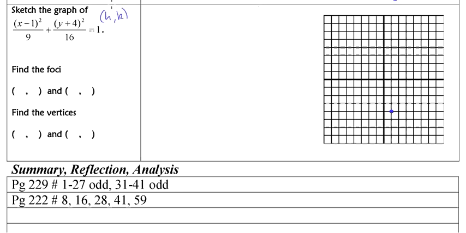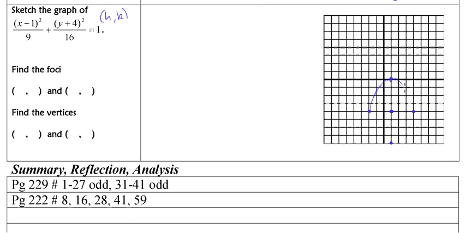Our distance along the x-axis is going to be 3, so 3 to the left and 3 to the right. And then our distance along the y-axis is going to be 4, so 1, 2, 3, 4 up, and 1, 2, 3, 4 down. All right, and we'll need to figure out where our foci are in just a moment, but let's go ahead and sketch this ellipse out.